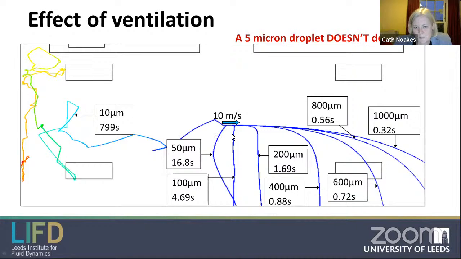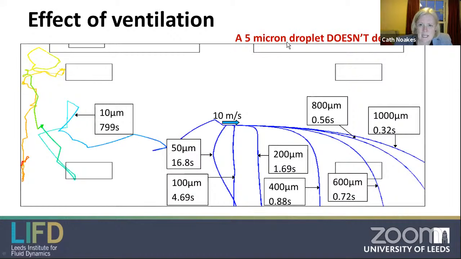We've got some 50 micron, 100 micron particles here. You can see that they're affected by the airflow, not very much, but they get affected. And then you can see a 10 micron particle just disappears off around the room and goes off on a track around this room and is in the air for 800 seconds here. It doesn't just fall out of the air.